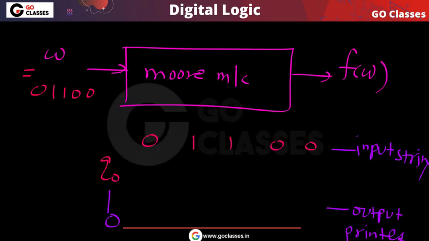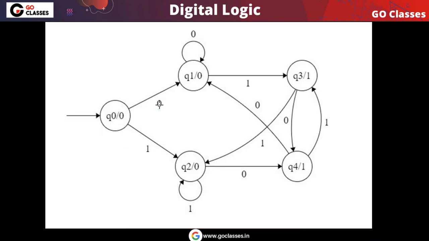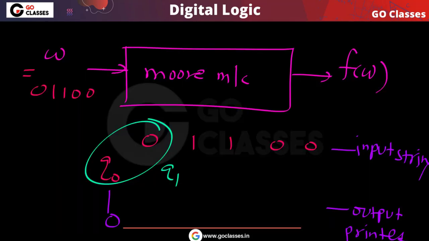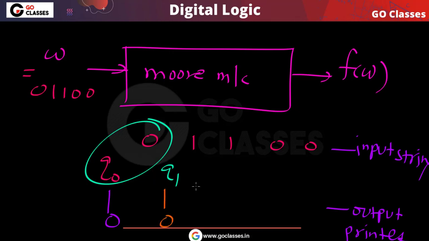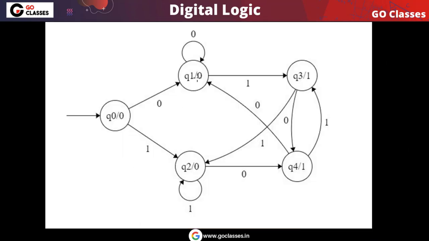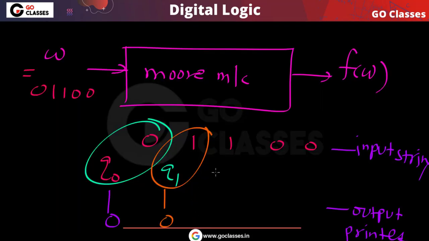In state Q0, if you read 0, then you will go to Q1, and in the Q1 state, output 0 will be produced. In Q1, if you read the input 1, then you will go to Q3, and because of Q3, output 1 will be printed.